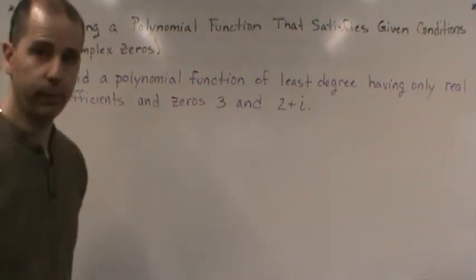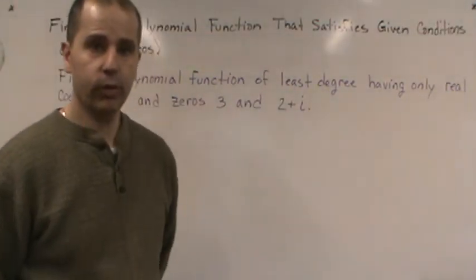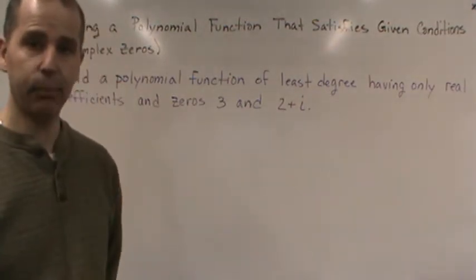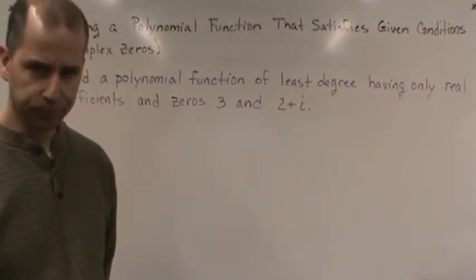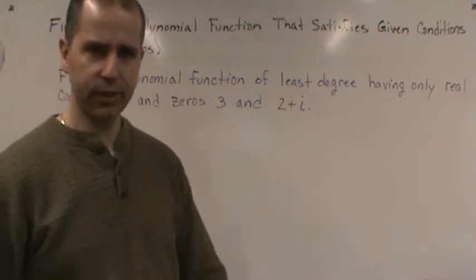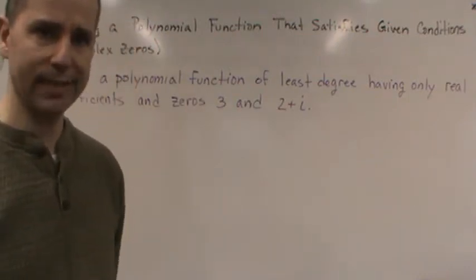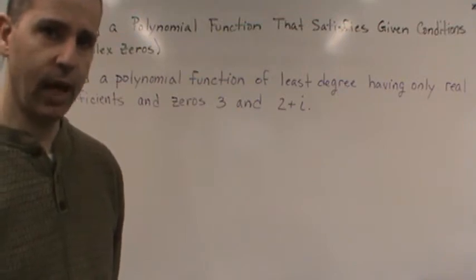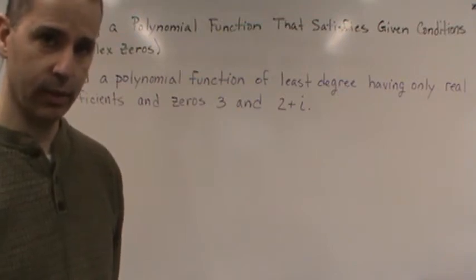Okay, so welcome back, and today we're going to do an example, and the example is going to deal with complex zeros. So we're going to be given conditions, and we want to find a polynomial that satisfies the given conditions, and this time we're going to deal with complex zeros as well.